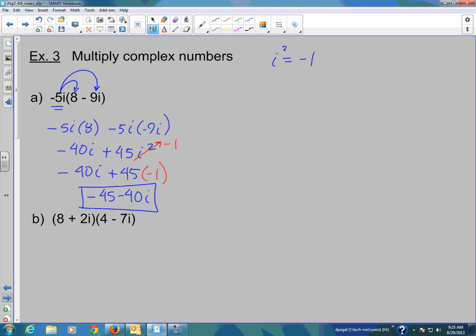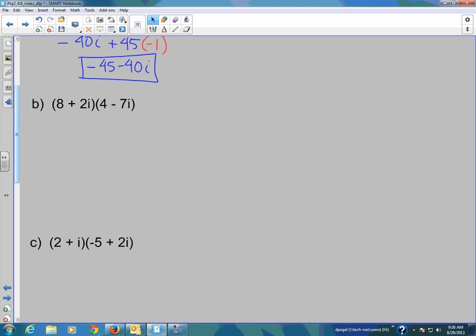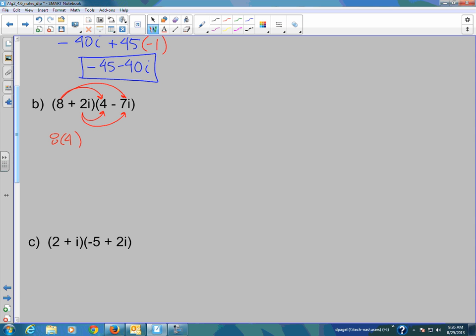For part B, we're going to end up distributing this via, you can use the FOIL method. So remember the FOIL method, the firsts, and the outsides, and the insides, and the lasts multiplied together. So we get that 8 times 4, and then we get an 8 times a negative 7i, and then we get a 2i times a 4, and then we get a 2i times a negative 7i.